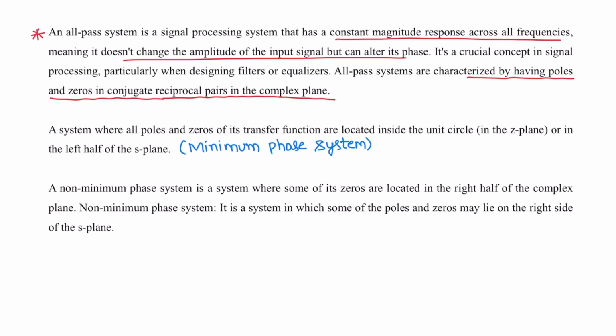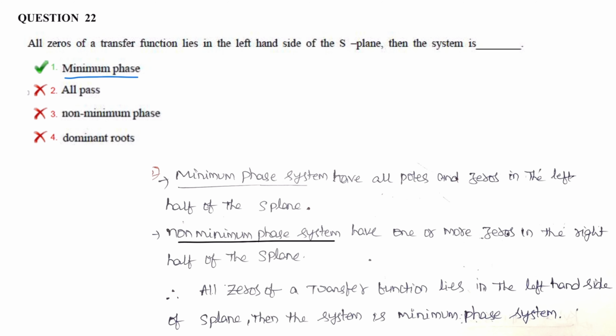Next is minimum phase system, a system where all poles and zeros of its transfer function are located inside the unit circle or in the left half of the S plane. A non-minimum phase system is a system where some of its zeros are located in the right half of the complex plane. Non-minimum phase system poles and zeros may lie on the right half of the S plane. So correct answer here is minimum phase system, because in the question all zeros lie on the left hand side of the S plane.